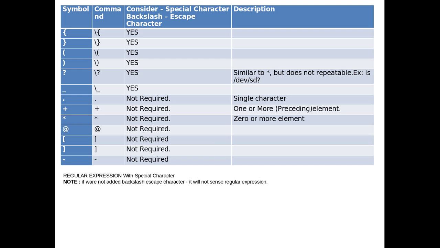And you can see the question mark, I have explained the difference between question mark and asterisk. Question mark is similar to asterisk but does not repeat. For example, in your system, if you want to list out the hard disk devices, you run ls -l /dev/sd. If you put an asterisk, it will list out all the devices and device partitions. But if you put a question mark, it will print out only the device name. It does not list out the partitions, because the partition repeats the same character in the next position, so it will list out only the device. This we can achieve using the question mark.